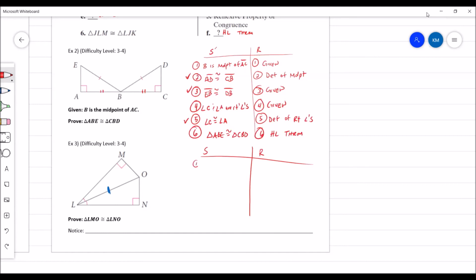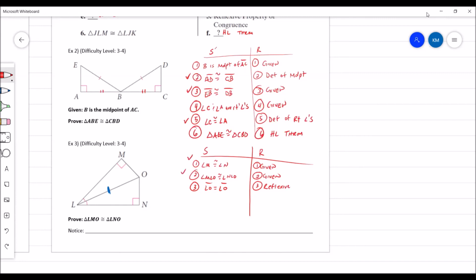Our given information, we have that one measure of our angle M is congruent to angle N. That was given. We have angle MLO is congruent to angle NLO, given. And then we have that LO is congruent to LO. And that wasn't given. Felt like we didn't have to work very hard for it, but it's a reflexive property.